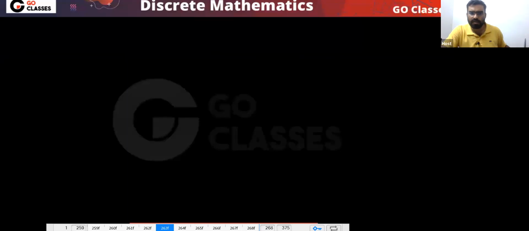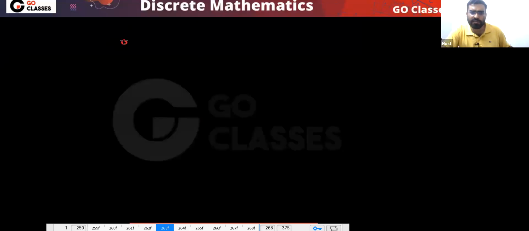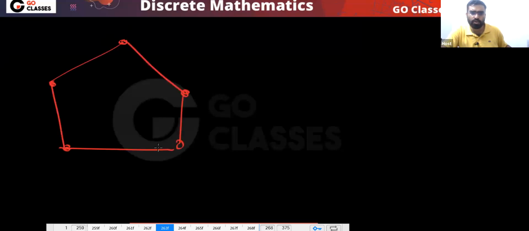Next. So remember, if you do subdivision, then the structure does not change. The fundamental shape does not change. Like you have a graph, I give you any graph. In this graph, if you do subdivision, the fundamental structure does not change.